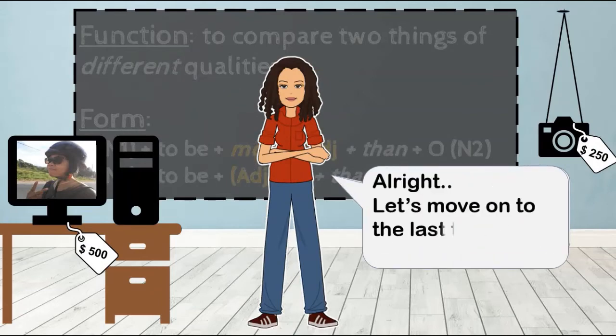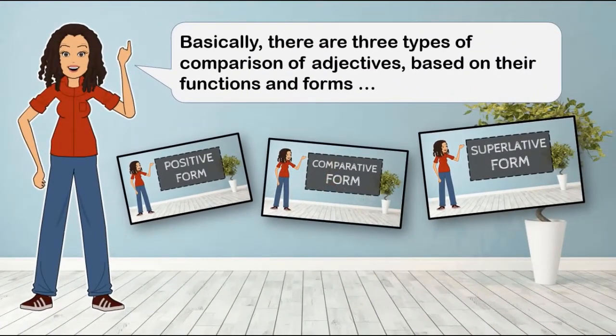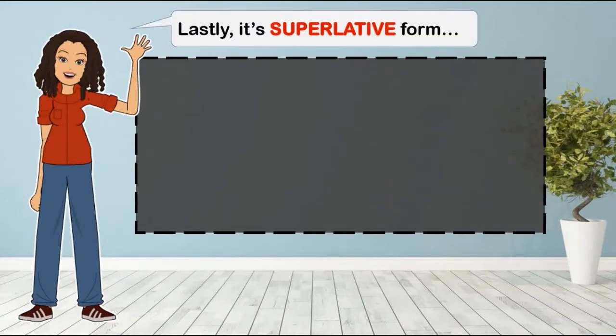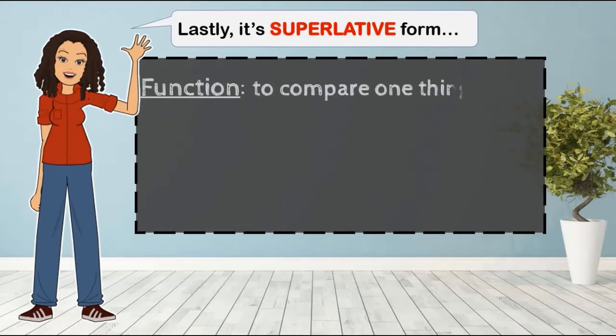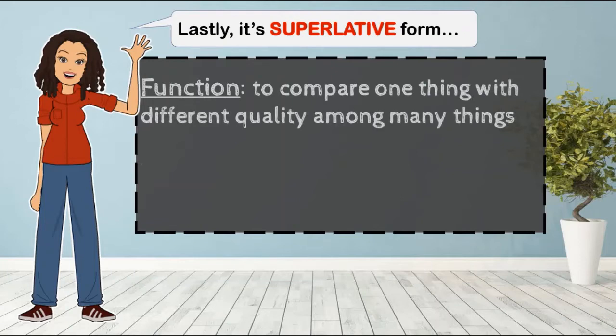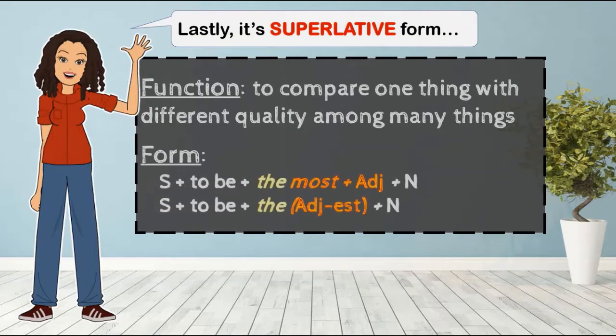Alright, so let's move on to the last type, shall we? The last type is the superlative form. The function of the superlative form is to compare one thing with different quality among many things. So you have many things, and then you want to point out one thing which has a different quality other than the other many things. Here you are not comparing one to one.